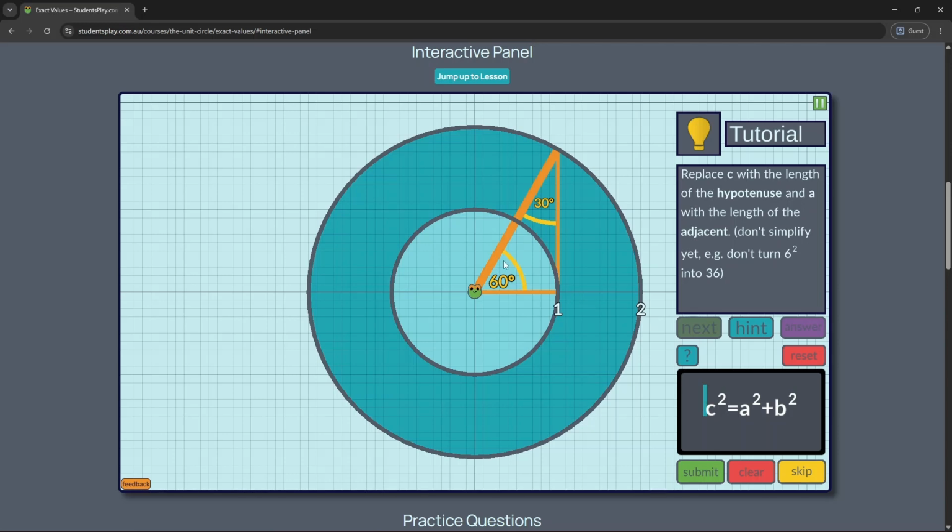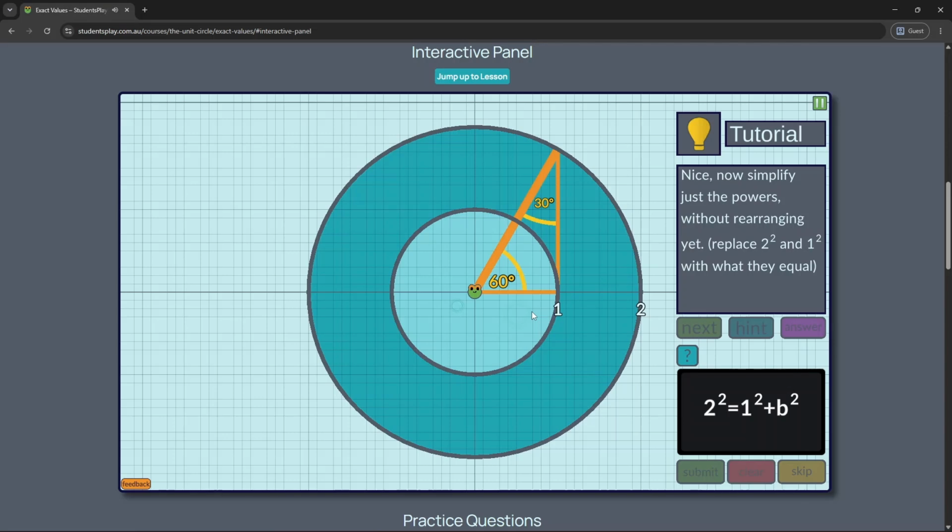So literally just the length of the hypotenuse here, it goes from the center out to the edge of the circle, and that circle has a radius of 2. So from here to here is 2, and then also from here to here is 2. So we can replace C with 2. And using the arrow keys is going to be really helpful in this one to navigate the different parts of the equation. And then the adjacent is down here, so that should just be 1.